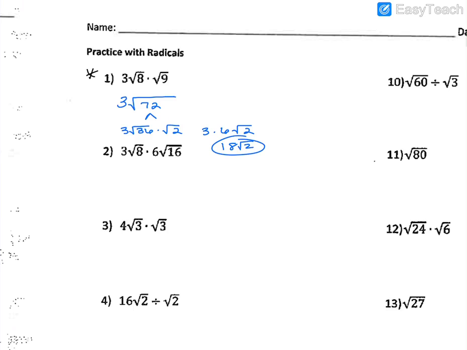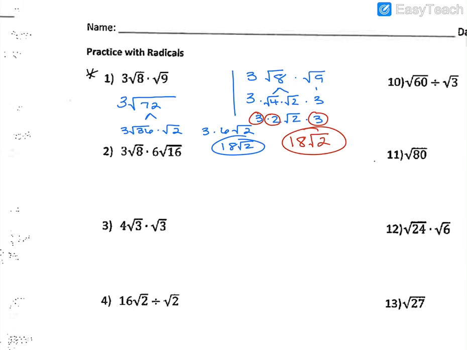Now the other option for this is 3 square roots of 8 times the square root of 9. Well, the square root of 9 becomes 3. Then it's just a matter of breaking up this square root of 8, which is the square root of 4 times the square root of 2. The square root of 4 becomes 2, so we have 3 times 2 times the square root of 2 times 3. Now anything that's not under the square root sign gets multiplied. 3 times 2 is 6, times 3 is 18. And then we still have the square root of 2. So either way, we get the same answer.